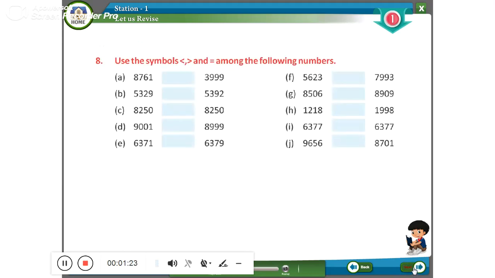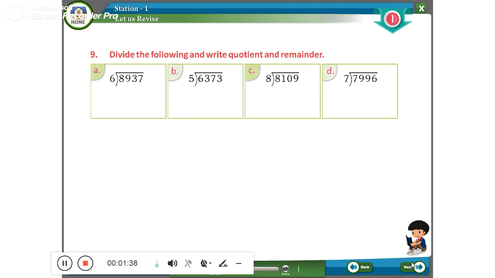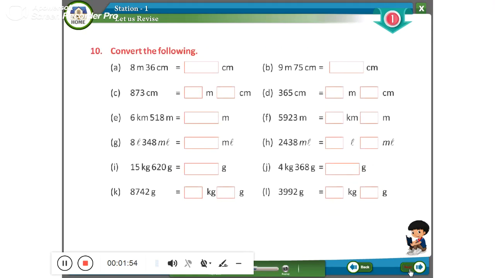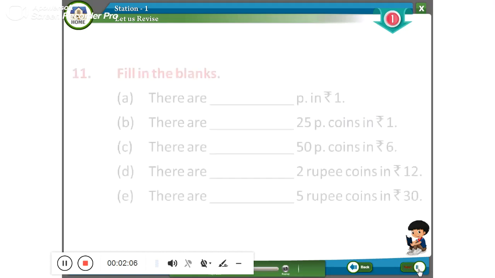Use the symbols less than, greater than, and equal to among the following numbers. Divide the following and write quotient and remainder. Convert the following. Fill in the blanks.